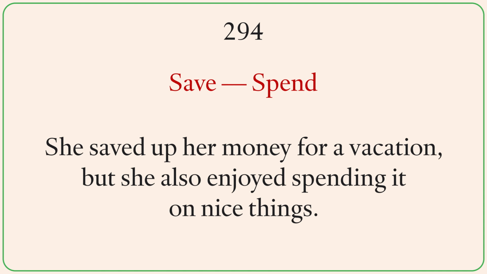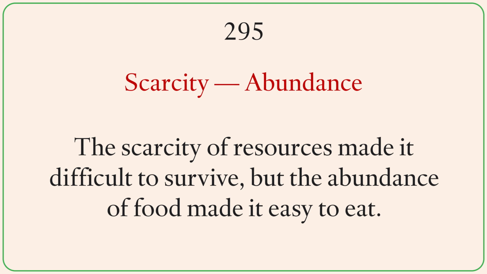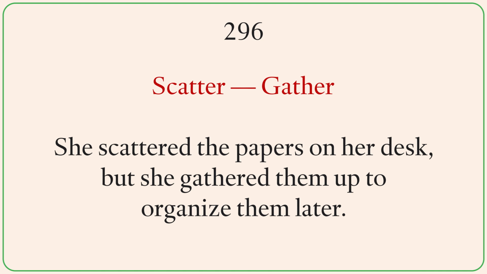Save. Spend. She saved up her money for a vacation, but she also enjoyed spending it on nice things. Scarcity. Abundance. The scarcity of resources made it difficult to survive, but the abundance of food made it easy to eat. Scatter. Gather. She scattered the papers on her desk, but she gathered them up to organize them later.